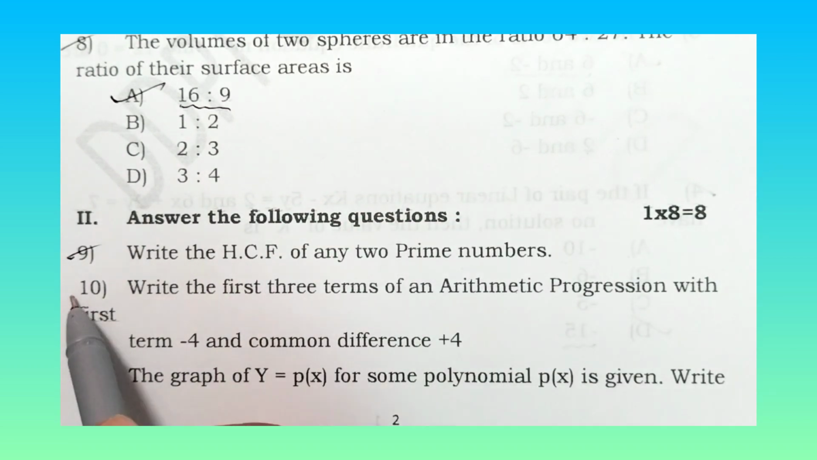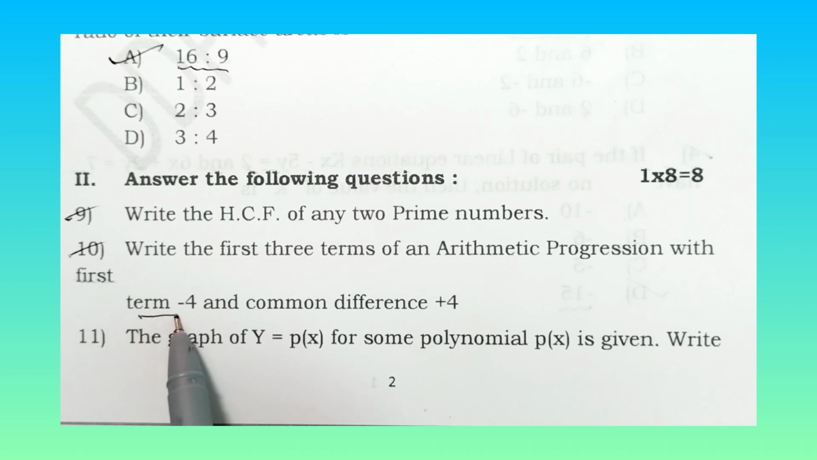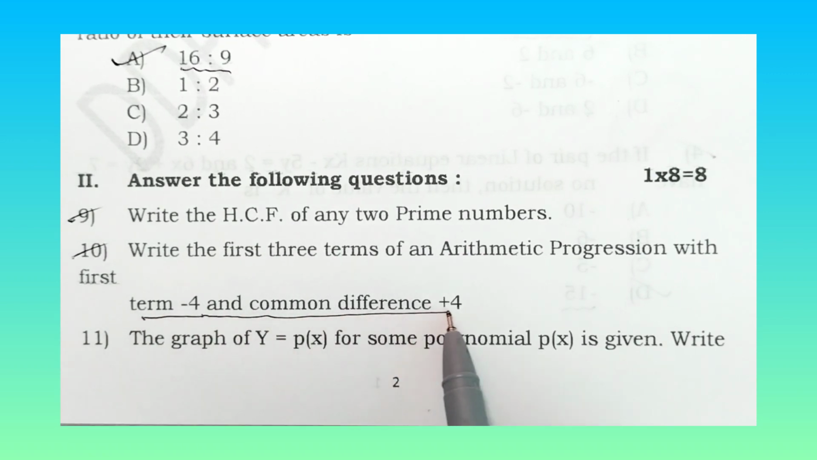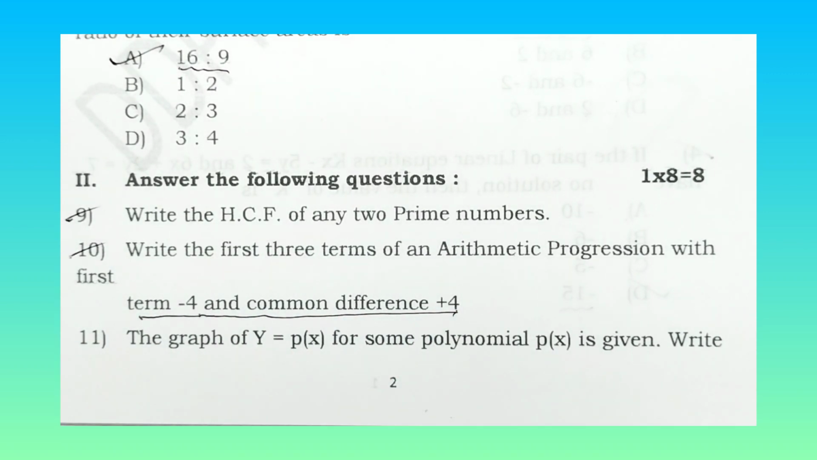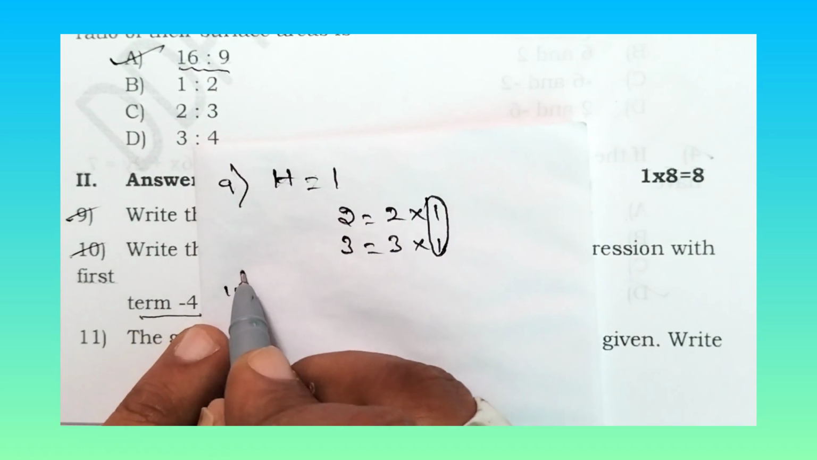Then coming to the 10th question, write the first three terms of an arithmetic progression with first term minus 4 and the common difference is 4, they have given. So let us answer for this question. So first term minus 4, common difference plus 4. So let us answer for the 10th question.